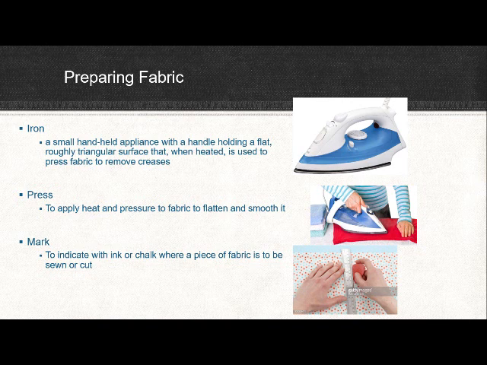Fabric artists do the same thing, and one of the first things that a fabric artist is going to do after washing fabric is to press that fabric. So to do this, you are going to use an iron. An iron is a small handheld appliance with a handle that is holding a flat, roughly triangular surface that, when heated, can press fabric smooth and remove any creases that are unnecessary or unwanted. An iron can also be used to reshape fabric.